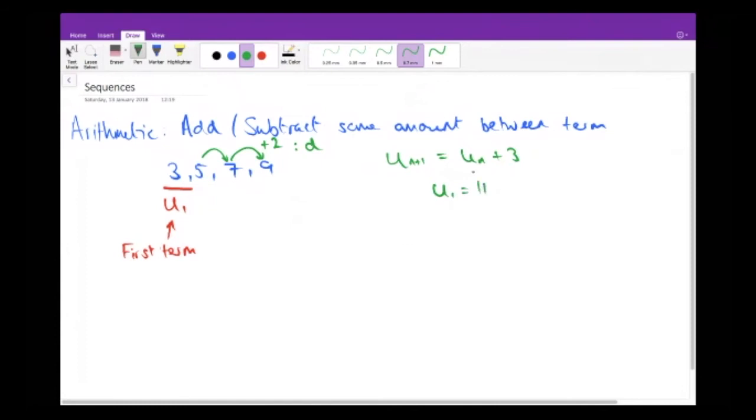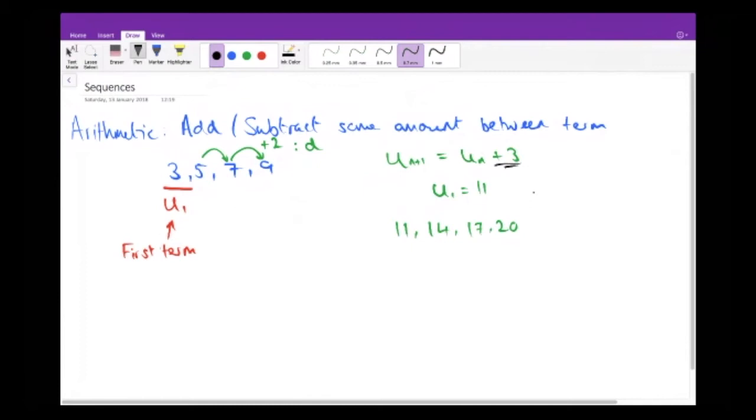Now, for a question like this, if we write out a few terms in our sequence, then we see that the first term is 11. The next term, we'll add 3 to go on to the next term, will be 14, then 17, then 20. So this is a slightly different, but again similar way to write an arithmetic sequence. Okay, so we can see that as we go to the next term, we're always adding on 3 each time.